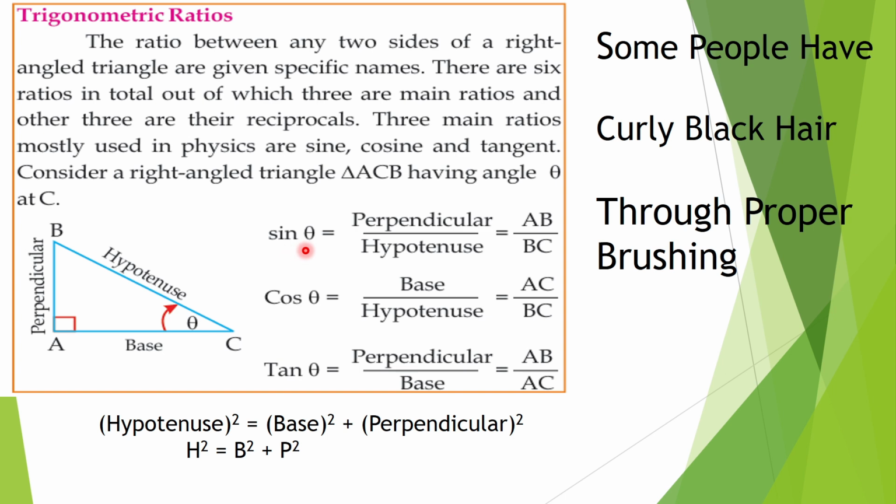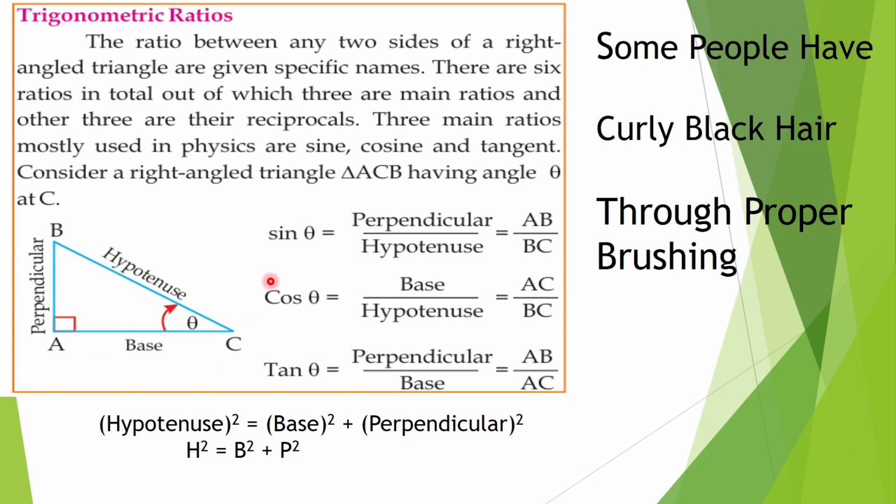Now this is sine theta, which is equal to perpendicular upon hypotenuse. Cos theta is equal to base upon hypotenuse, and tan theta is equal to perpendicular upon base. You can see that the perpendicular is equal to AB, the hypotenuse is equal to BC, and the base is equal to AC. So these are the sides.